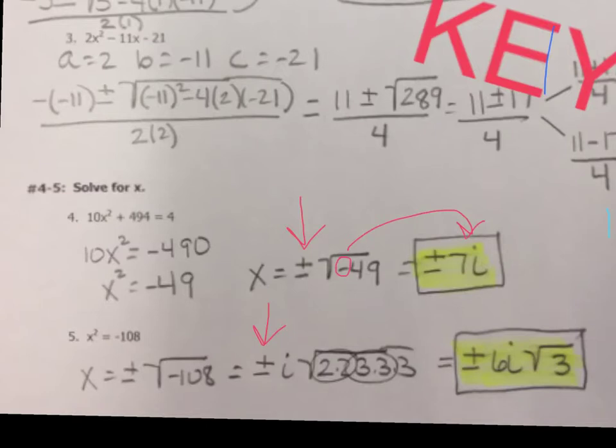Number 5, when I take the square root, again, make sure it's the positive and negative. This negative right here comes out as i. Then I prime factorize 108, and I pull out my pairs here, multiplying 6 times i. So my final answer, positive negative 6i root 3.